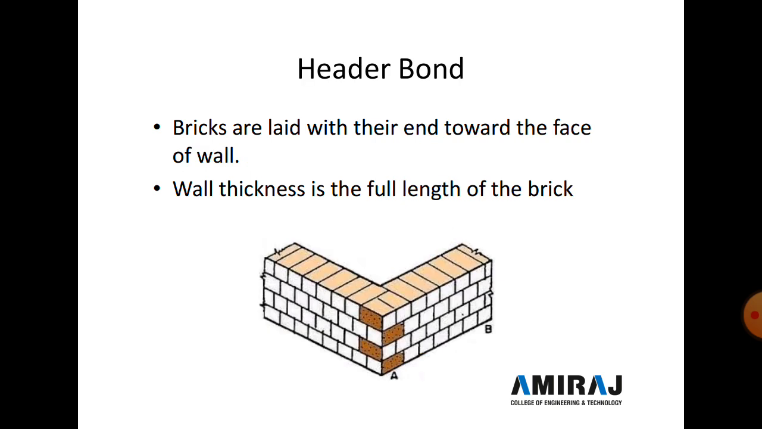Now the next type of bond is the header bond. When bricks are laid with their ends toward the face of the wall, or the header toward the face of the wall, it is known as a header bond. Here the wall thickness is the full length of the brick. When we see the front view, all the headers are seen on the face side of the brickwork.